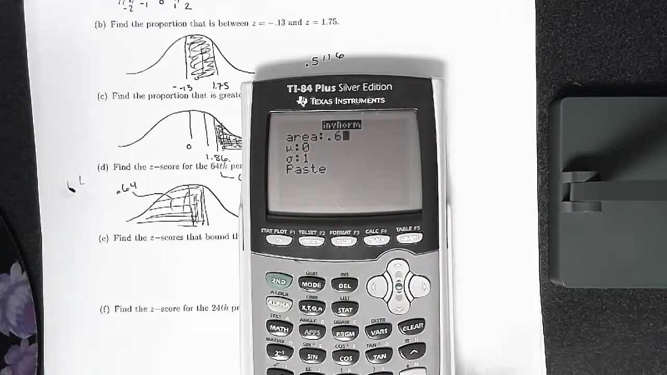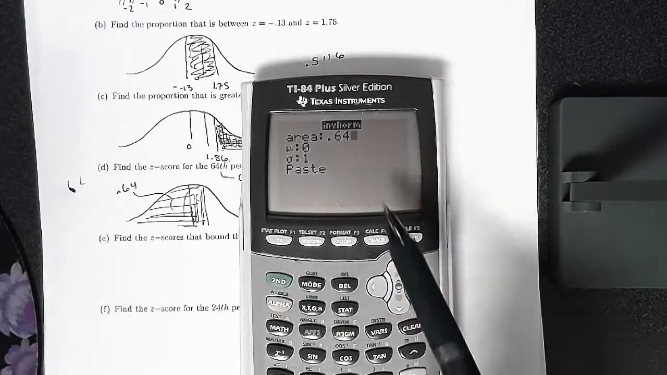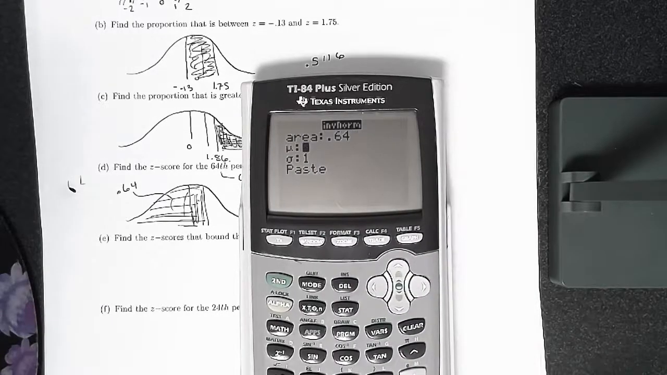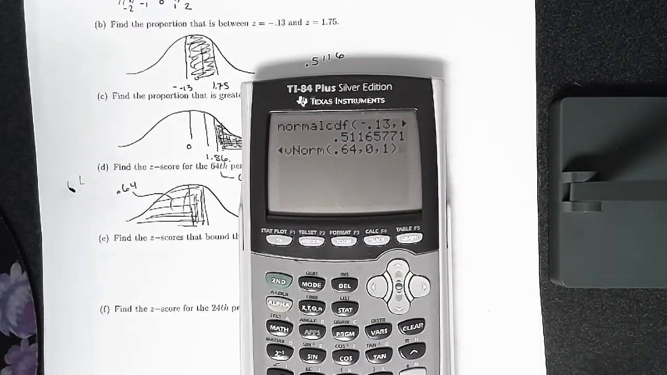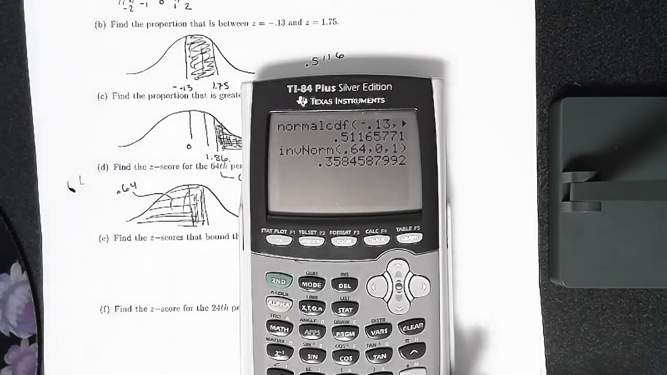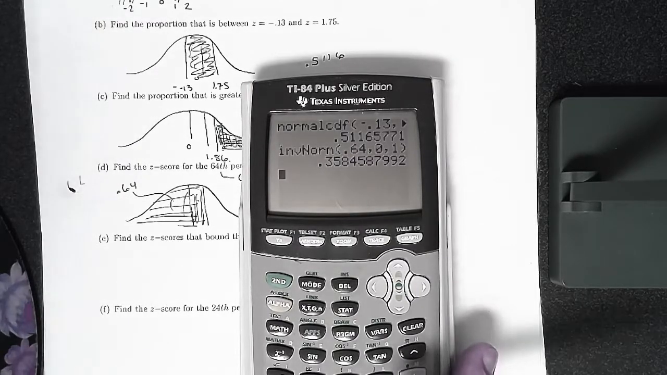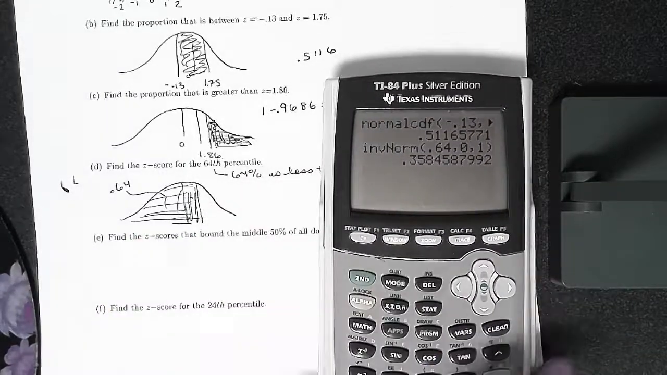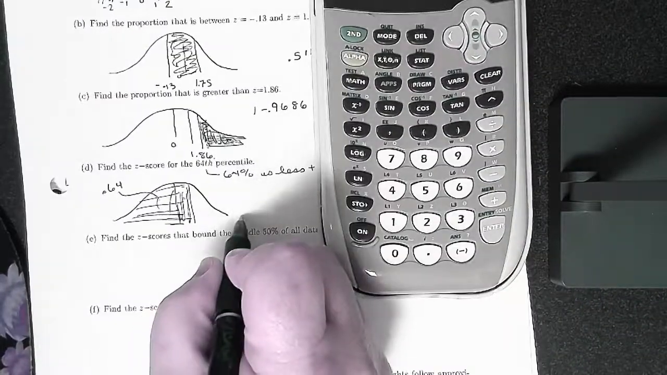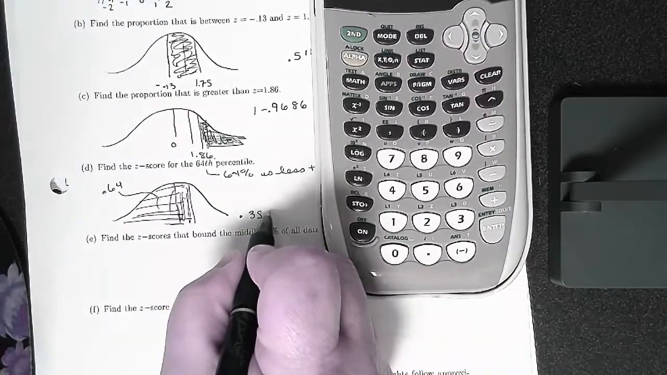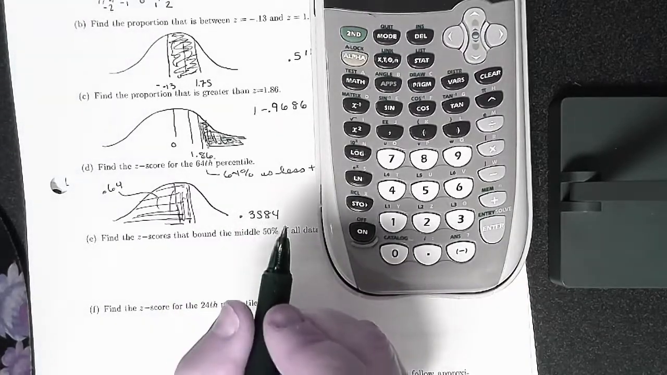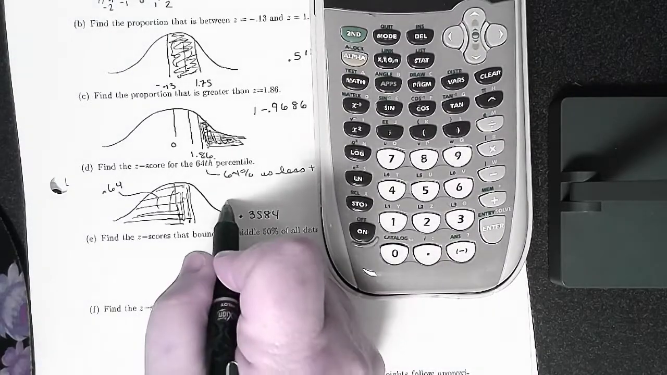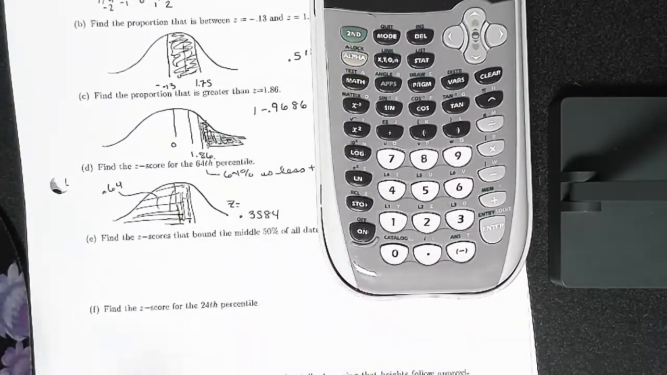Now again, I'm working with a standard normal curve, so I'm using the mean of 0 and standard deviation of 1. So I'm going to plug those in, and I get 0.3584, right? So that's approximately 0.3584. Now, if I use the table, I would probably get around 0.36. So your z-score is equal to 0.3584. Okay?